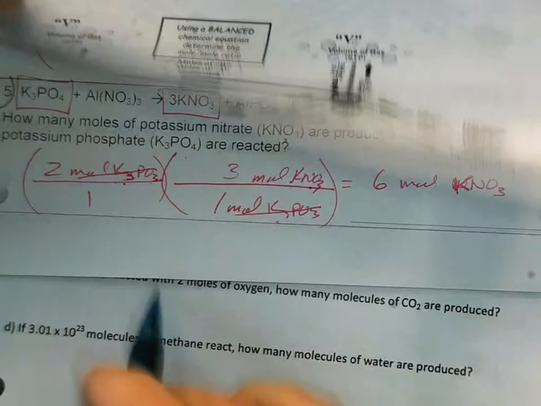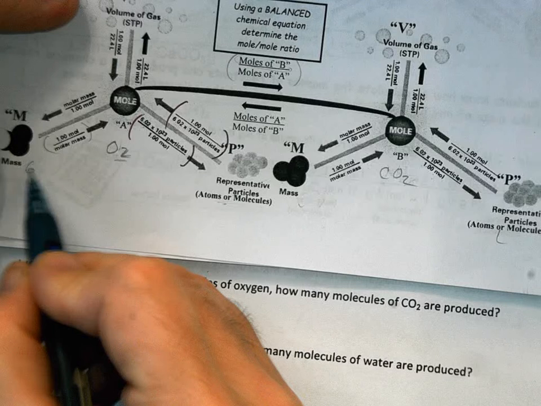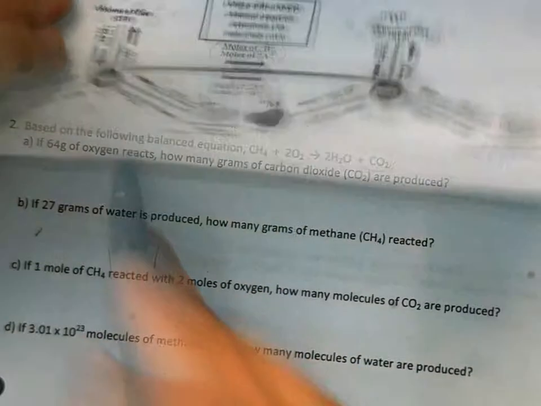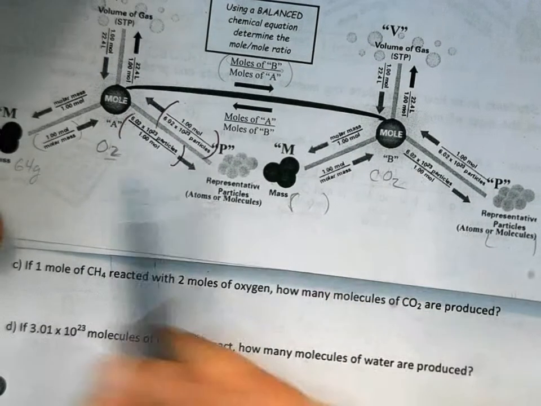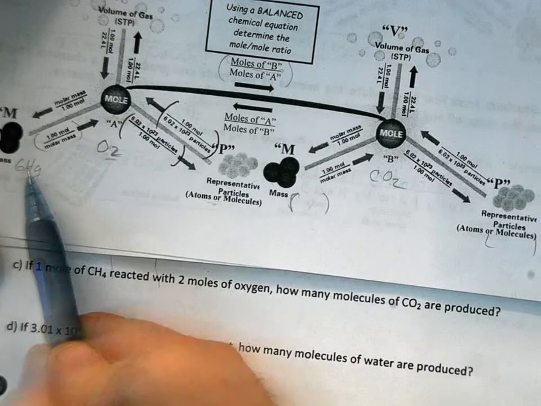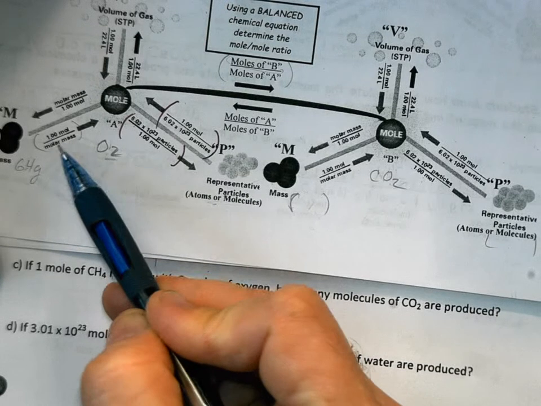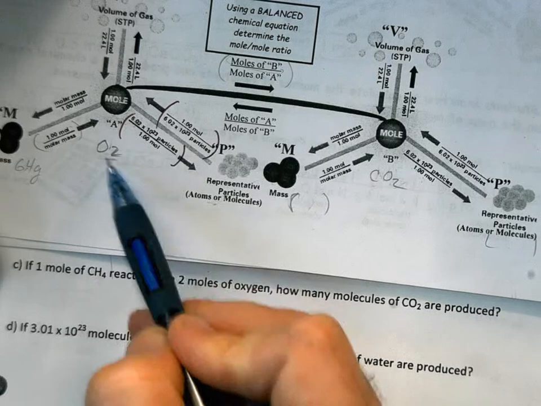And we are starting here with 64 grams of oxygen. I'm just going to say, okay, we're starting with 64 grams of oxygen right there, and we're looking for grams of carbon dioxide. So we want to end up here. So start with your given. You're going to divide by the molar mass. That'll be 1 mole of O2 over the molar mass of O2. You have to look that up.